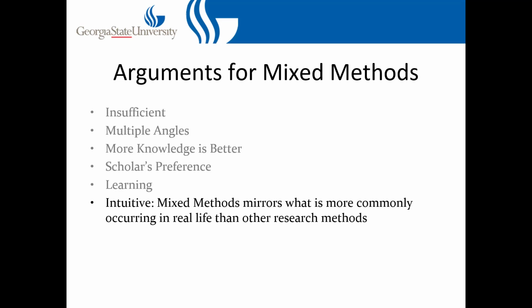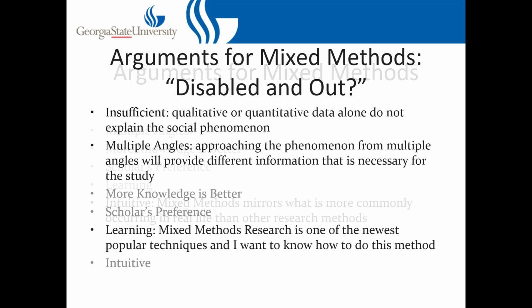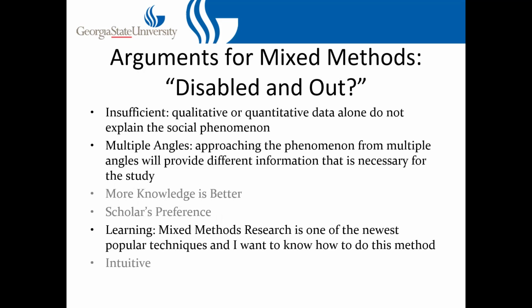So I want to give you a more clear example of how to frame mixed methods for your argument in your methodology section. I'm going to do that by pulling from that study we talked about earlier that I worked on. So the arguments for disabled and out, I decided to go with 3 arguments. Now you'll notice here that I'm not saying you have to use all arguments in all situations.